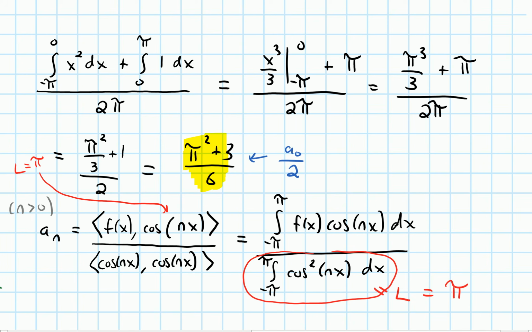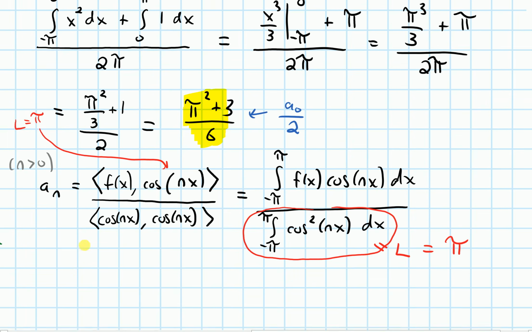The same thing was true about sine. When we integrate sine squared of n pi x over L from negative L to positive L, that also ends up just being equal to L. So we saw that in the last video. All right, so now let's continue to simplify.